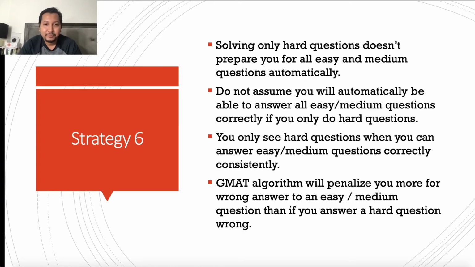Moving on. Strategy 6 is that solving only hard questions doesn't prepare you for all easy and medium questions automatically. And why do we need to know about that? Because of how the GMAT algorithm works. GMAT basically will give you an easy or medium level question, and if you can get that correct, it will give you an even more difficult one, and if you can get that correct, you will get an even more difficult one.